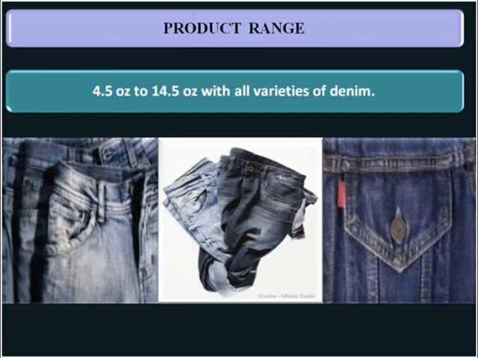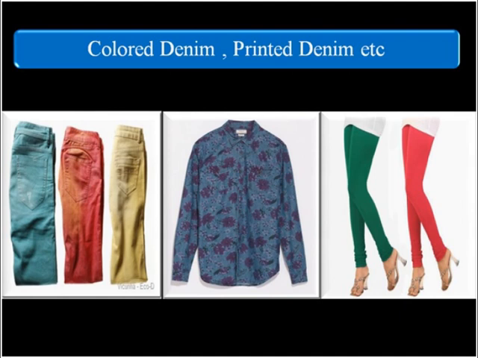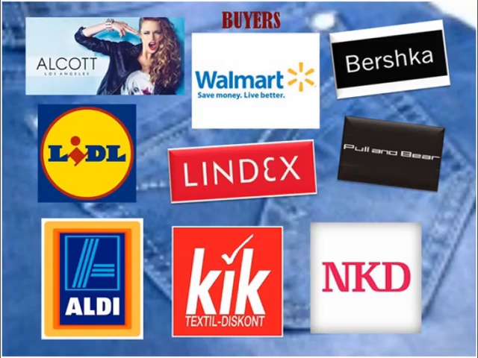We make everything and anything in denims, from 4.5 ounce to 14.5 ounce fabrics. It includes the stretch, the non-stretch, the poly-stretch, the polycottons, the CVCs, the slub denims, the cross-serge and even the color denims. Now comes the list of the buyers with which we are working at present. We are working with buyers like Alcott, Walmart, Bershka, Lidl, Lindex, Pull&Bear, Aldi, Kik and NKD.